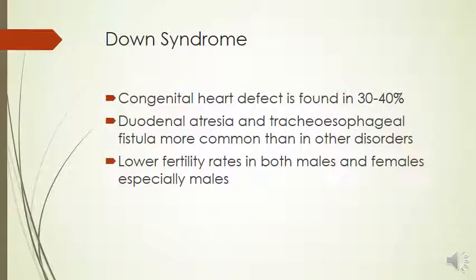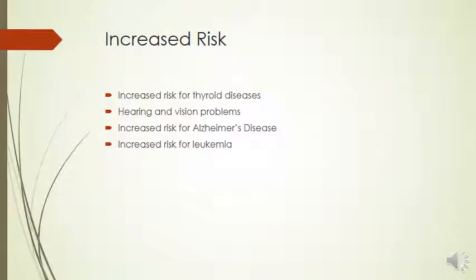Some of the other findings in babies that are born with Down syndrome is that they have congenital heart defects. This is found in about 30 to 40% of the babies. We also find duodenal atresia and tracheoesophageal fistulas, which is more common in Down syndrome than in any other disorders. There's also a lower fertility rate, which is found in both males and females, but especially the males. Children born with Down syndrome are at increased risk for thyroid diseases, for hearing and vision problems, for Alzheimer's disease, and for leukemia.